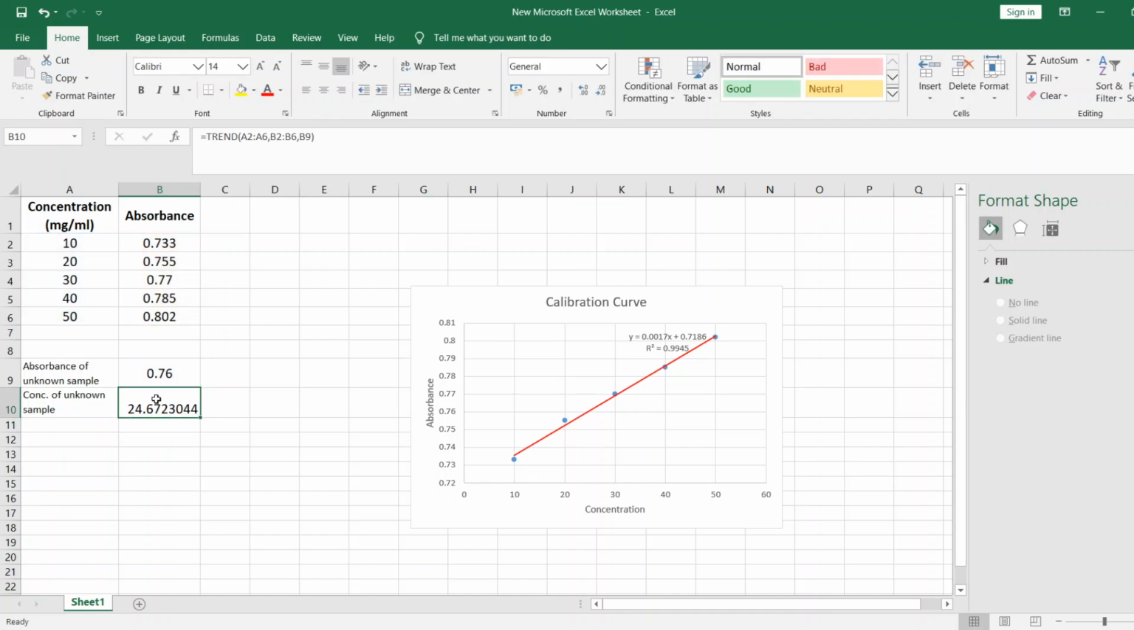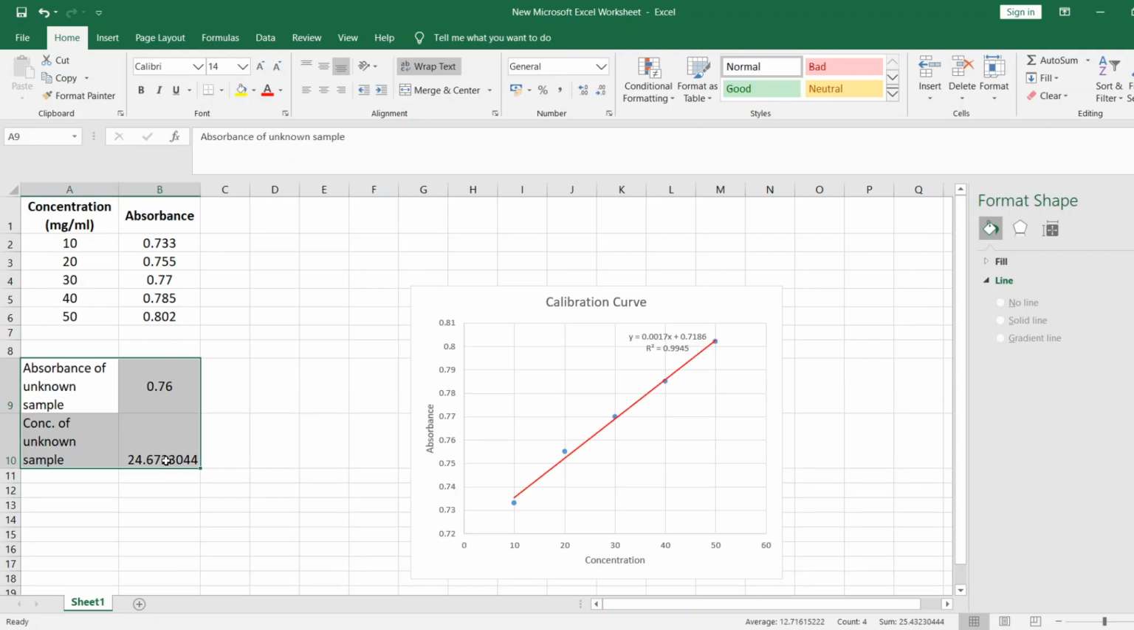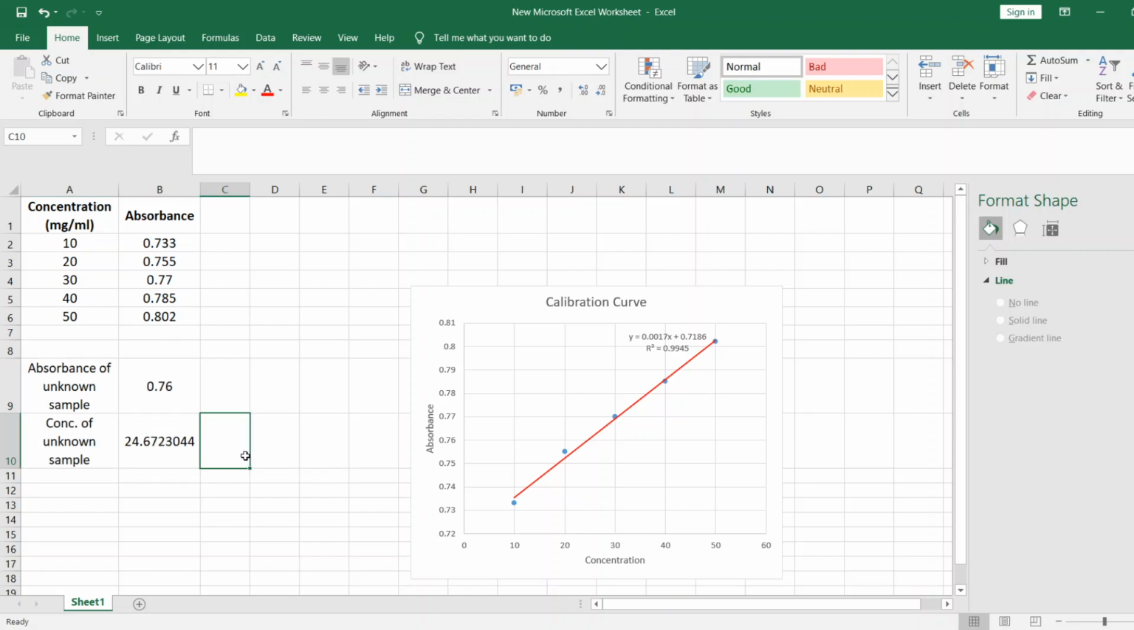Here it is, the concentration of the unknown sample. This is the direct method. Okay, but we should know the concept behind it, how it is determined. So I will tell you the concept.